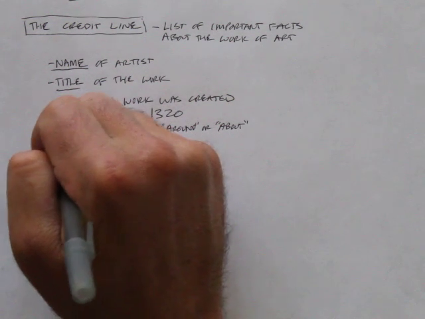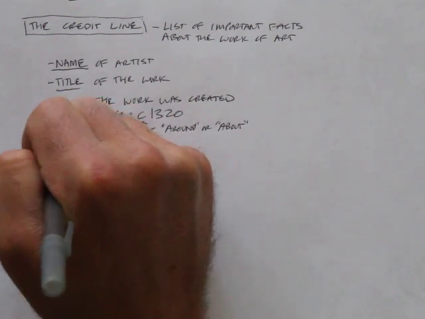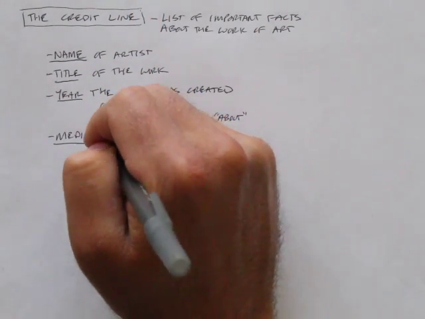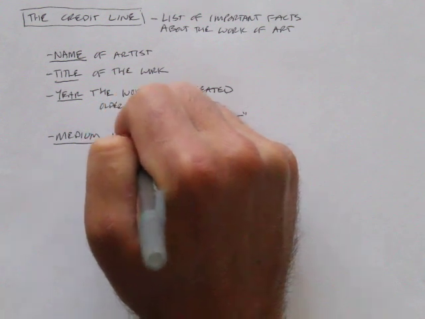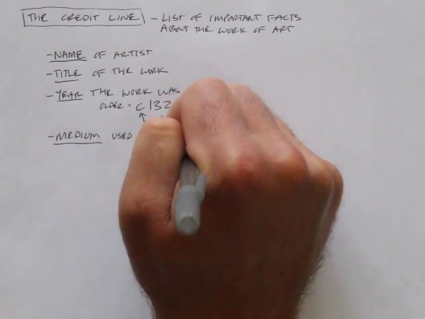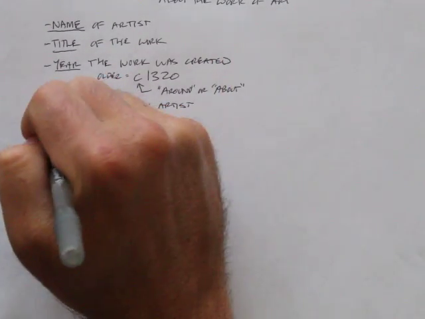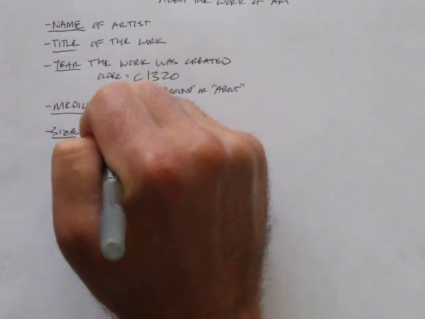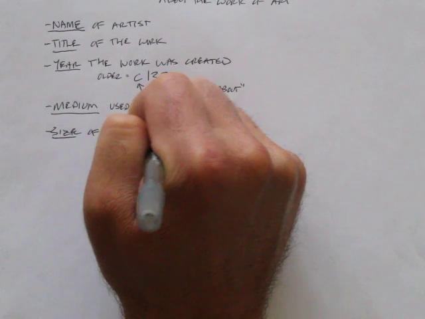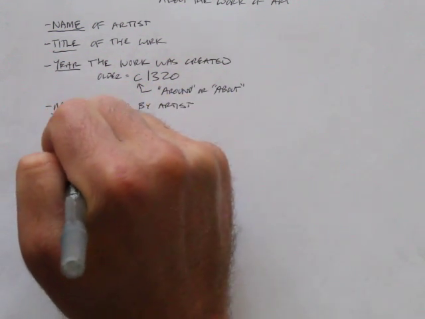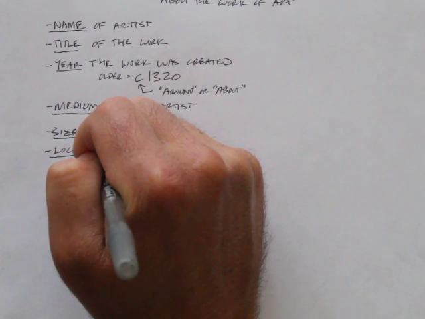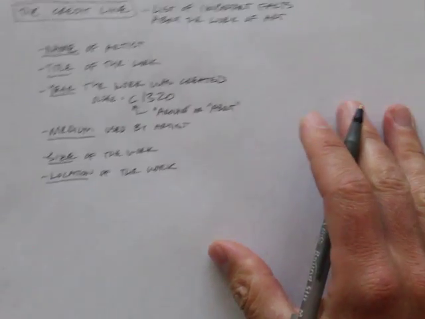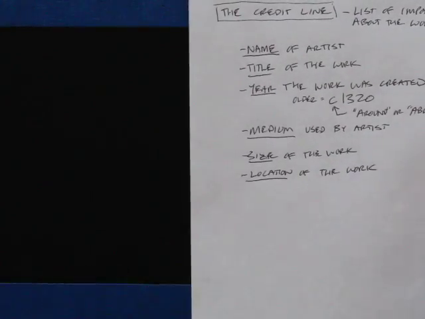The medium. That's the type of media used. So medium, what was used by the artist. Two more things. The size of the work. And the location, the current location of the work. So let's look at a credit line real quick, and then we'll be done with this part of the lesson.